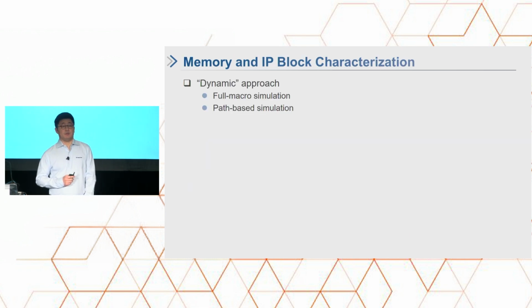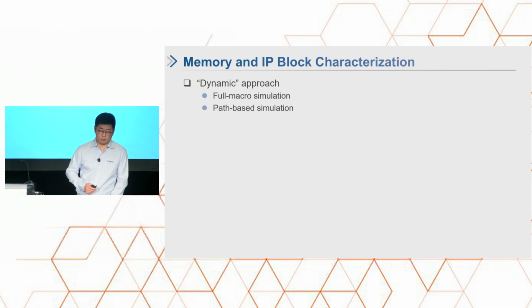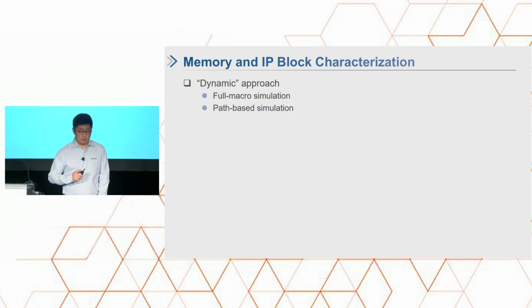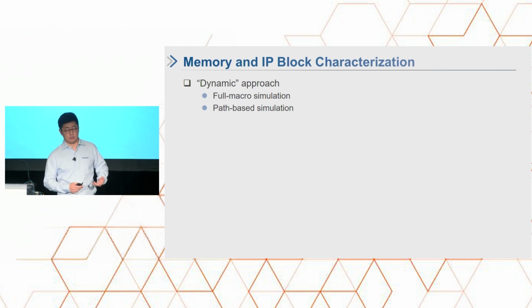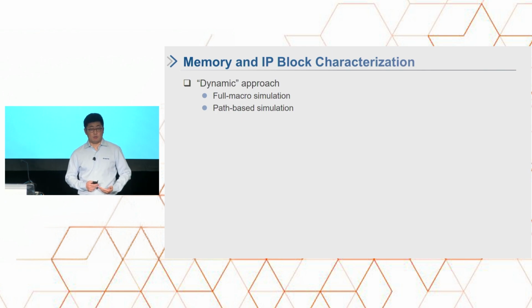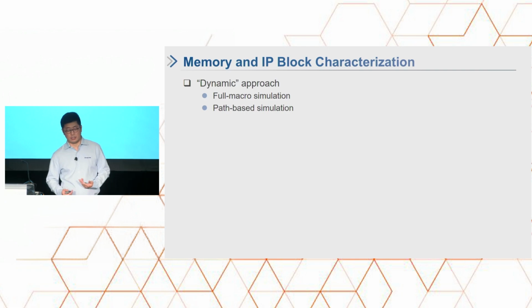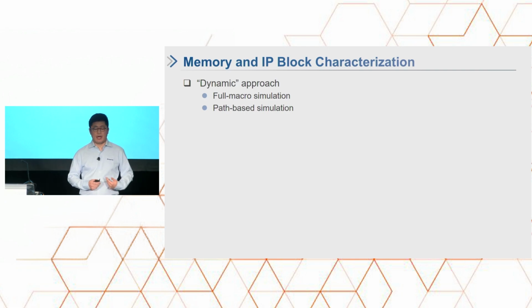So how do we characterize memory and IP blocks? Are there any optimizations or smart ways to do it? Yes. There are two methodologies that solve this. One is dynamic and the other is static. The dynamic method includes simulating everything as a full macro. This is basically like the standard cell method, but it is slow, though doable. The simulation will eventually end and we get all the data, but in a very, very long time. Also, we can do a path-based simulation, which means we cut out the critical path, or the part of the circuit that affects the timing, and do the simulation that way.